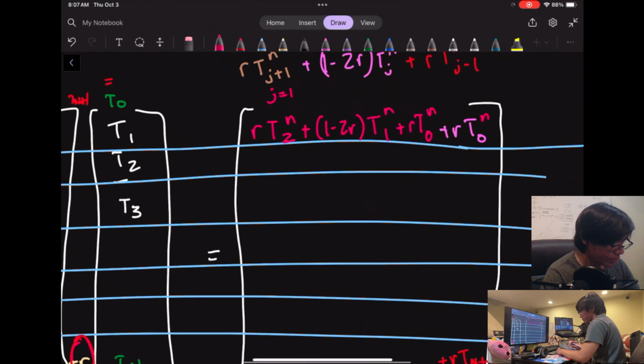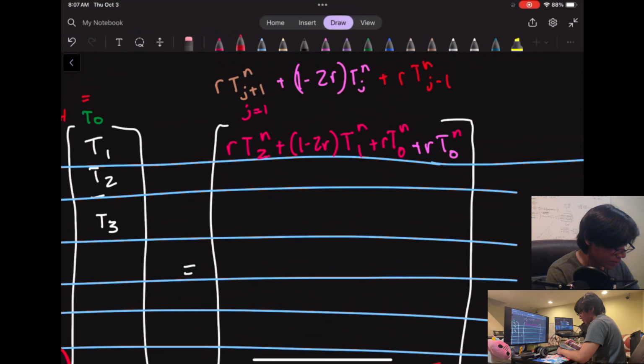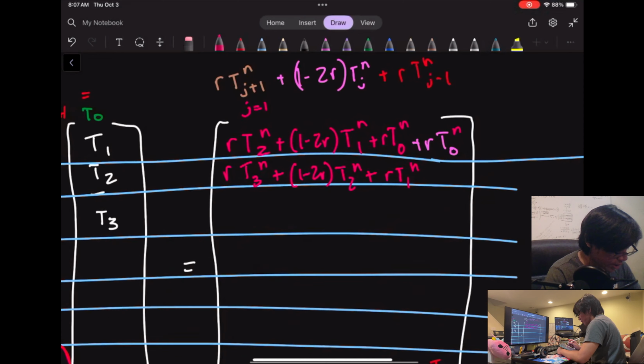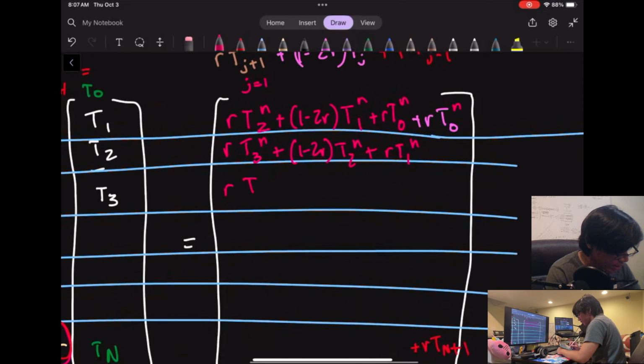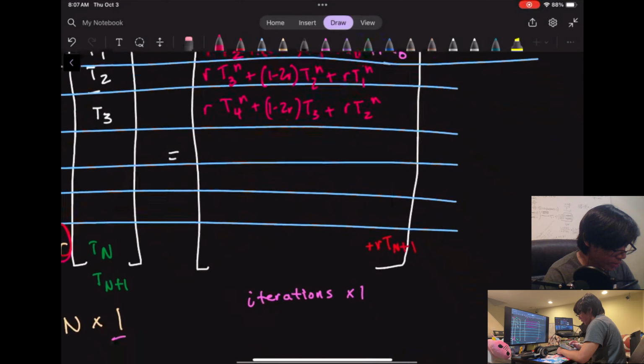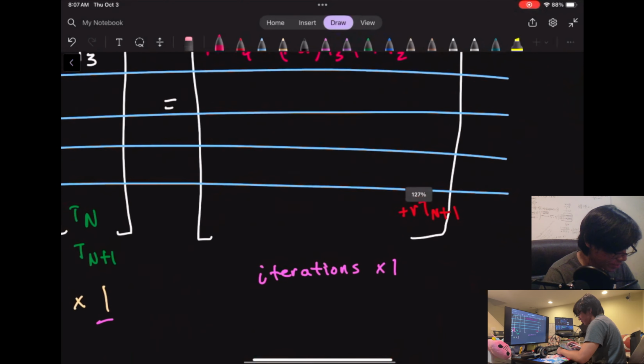So again, we'll do it for 2 and 3 just for some more practice. So hopefully this starts making more sense. So at T2, our next position is T3, plus our 1 minus 2R. Again, at the current position, j equals 2, so T2. And then our previous position, which is T1. And then same thing: next position, current position, and previous position. Then now we can come down here. Hopefully everything is making sense.